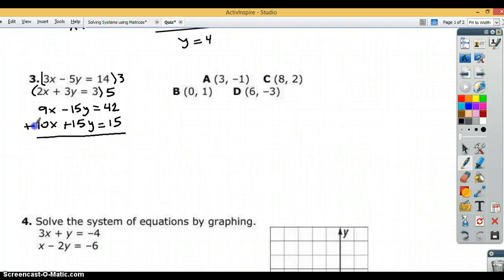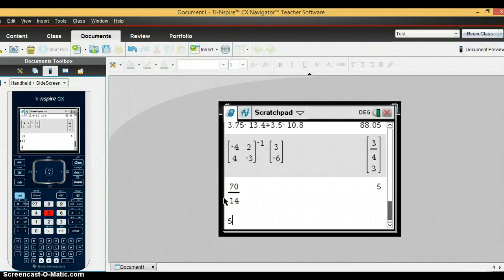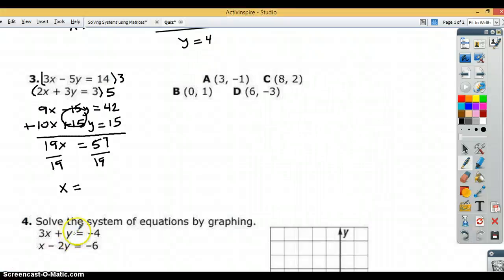So now we're going to add. So 9 plus 10 is 19x. That's our 0. Equals 42 plus 15, which is 57. Now we're going to divide by 19. So we have 57 divided by 19 gives me 3. So x is equal to 3. So when I look at my answer choices, 3, 0, no, 6, no, 8, no. So again, my answer has to be A.